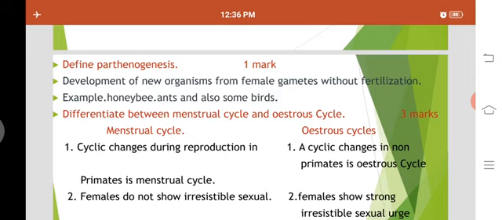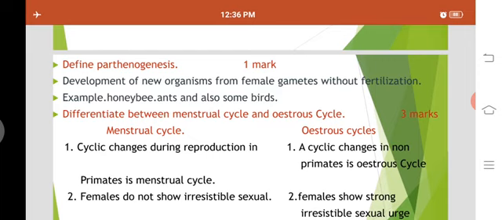But in some organisms, a new organism can be produced without fertilization. The offspring are produced without fertilization. That process is called parthenogenesis. Just see the definition I have given here: development of new organism from female gametes without fertilization.